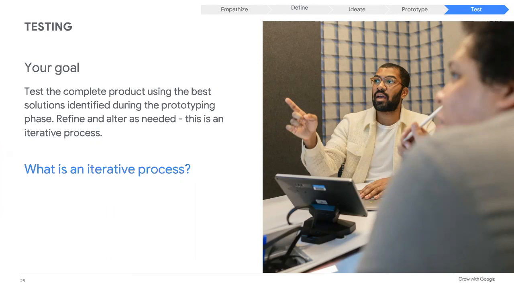Testing is an iterative phase. So what does that mean? It means you continue to go back and make changes, tweak features, and in some cases, you may even decide to scrap the solution for a different one you identified during the prototyping process.